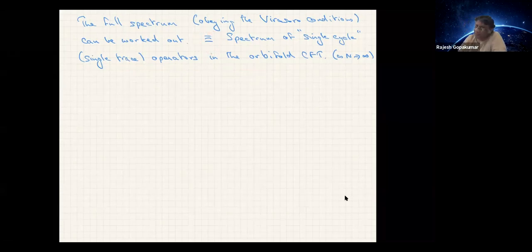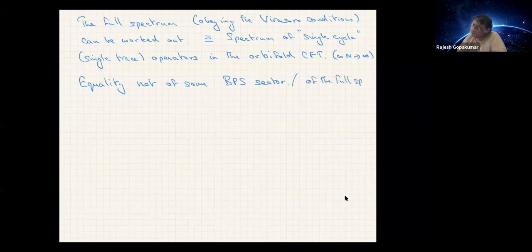And I must emphasize that this is an equality not just in any BPS sector. It's an equality of the full theory, of the full spectrum. In a sense, it's probably the first example of a non-trivial string theory where you can see the full spectrum match with that of a dual CFT. But this is not the topic of this talk. This was in our paper of 2018, and I talked a little about it in the ISM meeting, I think, in 2018.